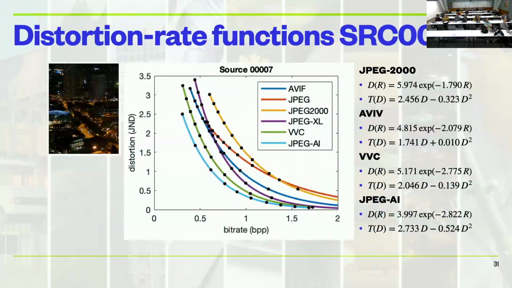Okay. So this is an example of the distortion rate function for one image source, source 7, the night scene there. And you can see these exponential functions for the 6 codecs that we had tested.